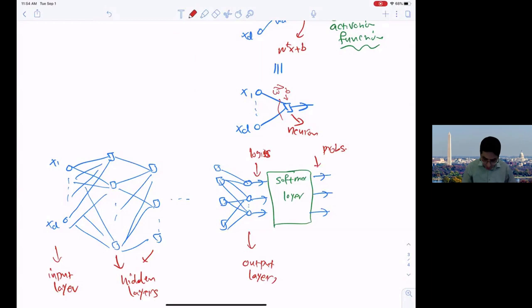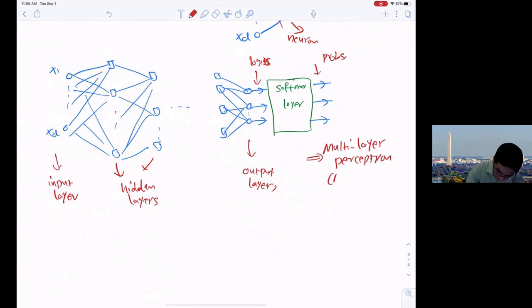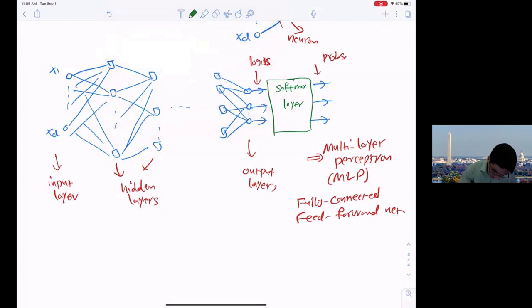So this whole network is called a multi-layer perceptron network, or MLP. Or sometimes people refer to it as a fully connected feedforward network. So the number of hidden layers is the depth of your network. So this is the depth, and the number of neurons in each layer is the width of your network.